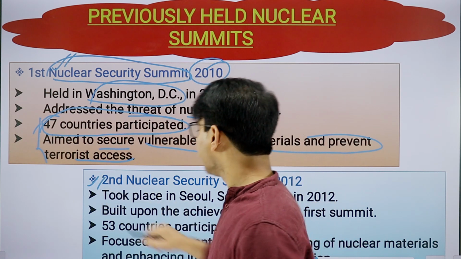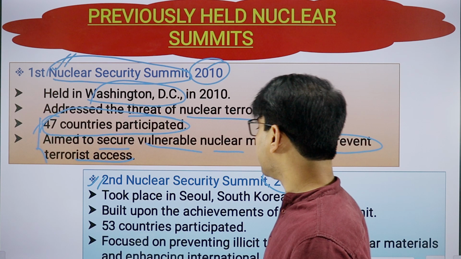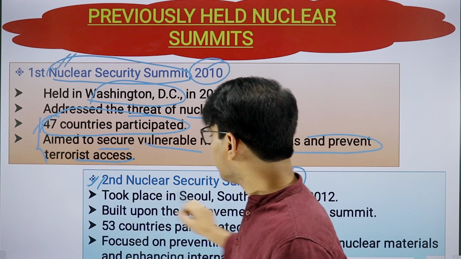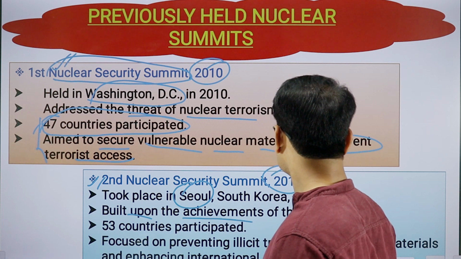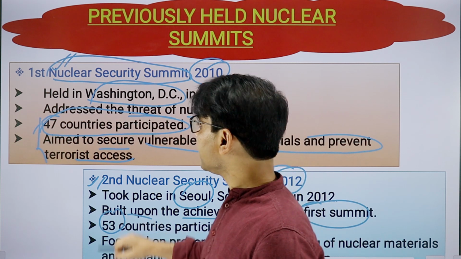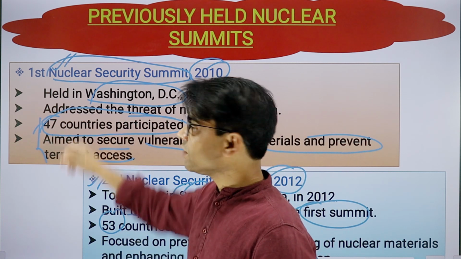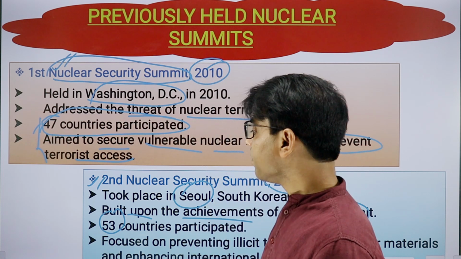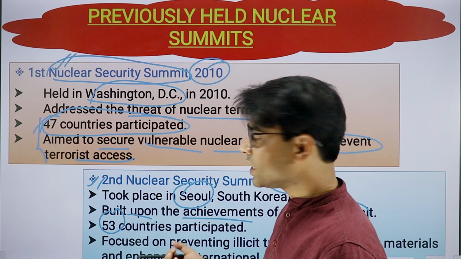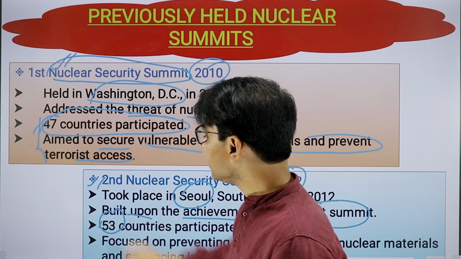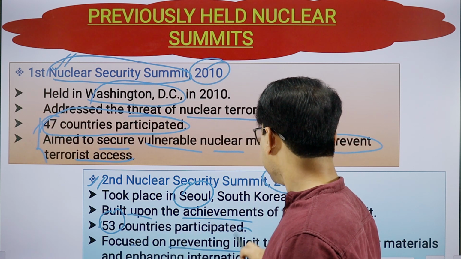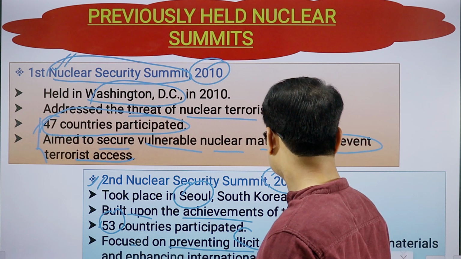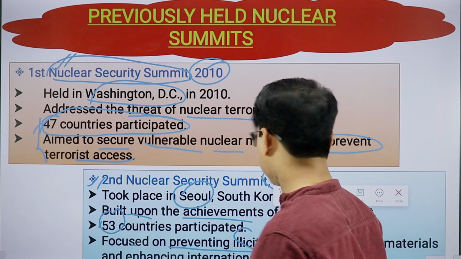When it comes to the second Nuclear Security Summit, that took place in 2012 in Seoul, South Korea, and it built upon the achievements of the first summit. 53 countries participated. Remember, in the first summit only 47 countries participated, but in the second summit there was some increase, and 53 countries participated. The focus was on preventing illicit trafficking of nuclear material and enhancing international cooperation in that regard.